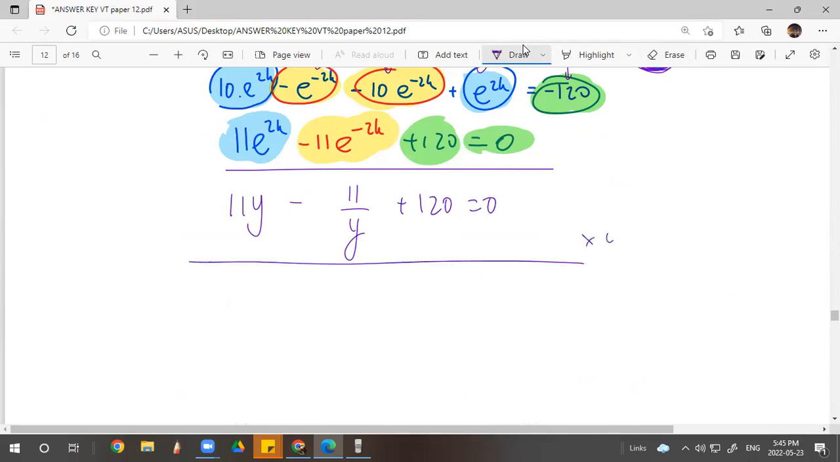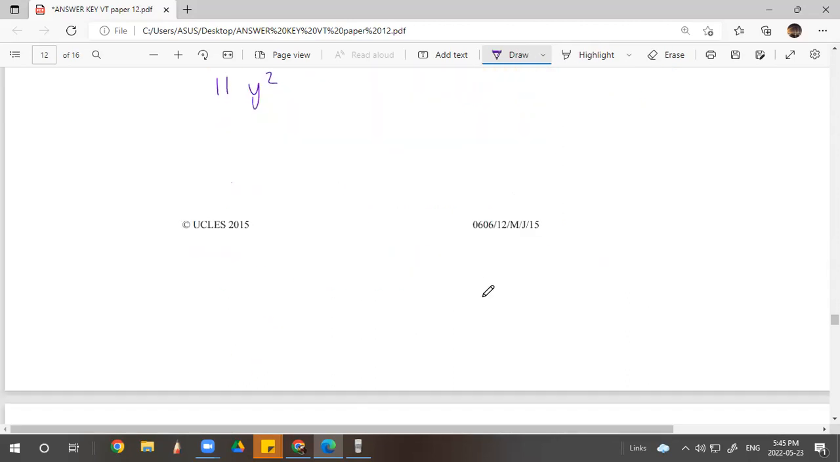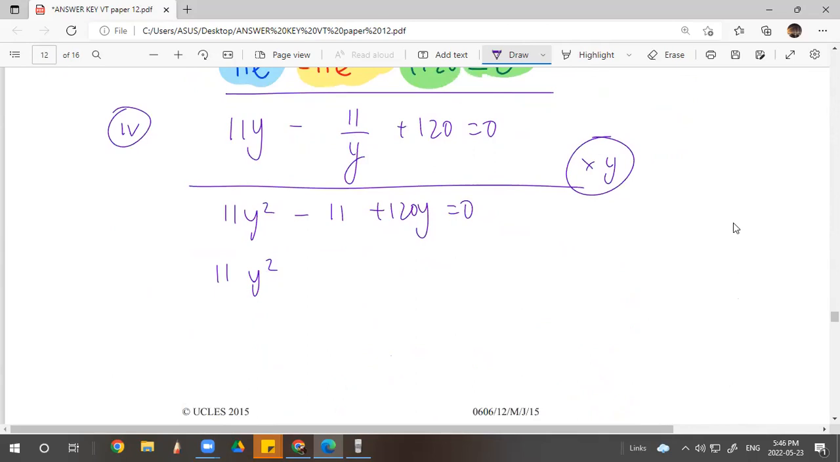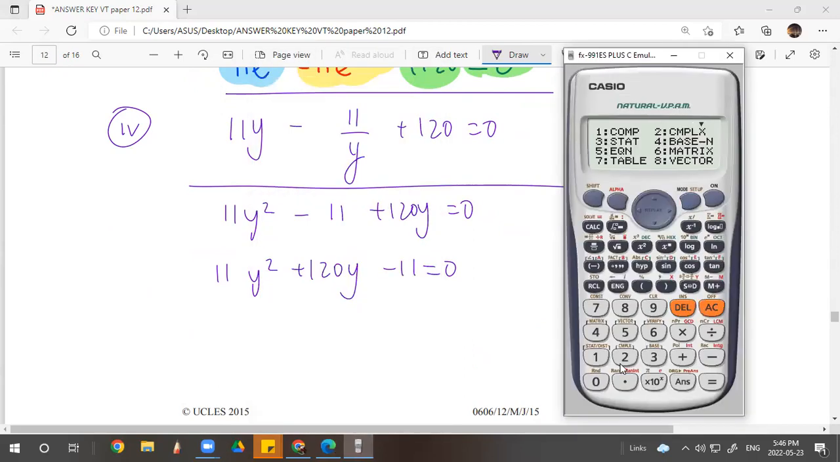You multiply everything by y, right? And then 11y squared minus 11 plus 120y equals 0, right? This is actually on part 4. Okay, I put it on top because I don't want to go back and forth. 11y squared plus 120y minus 11 equals 0. I just switched the negative 11 and 120, and I'm finding the y right now using the ABC formula, right? I think you better use the formula.